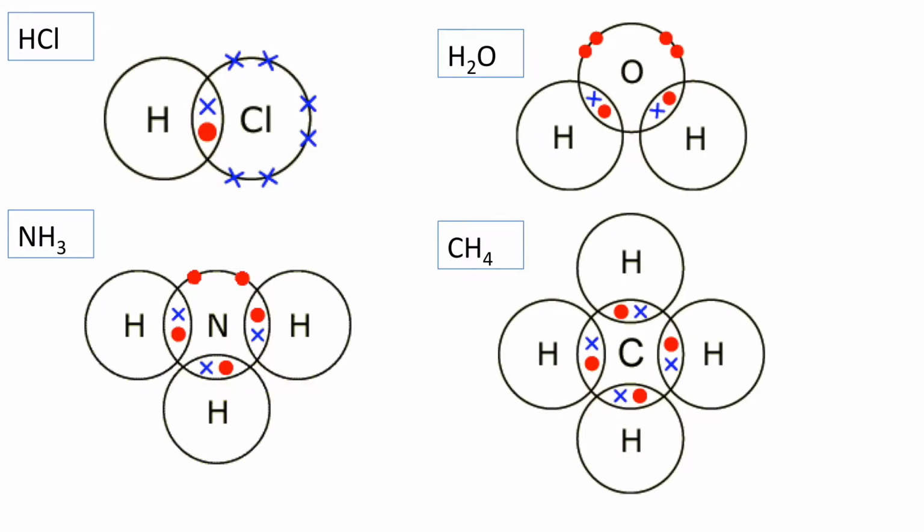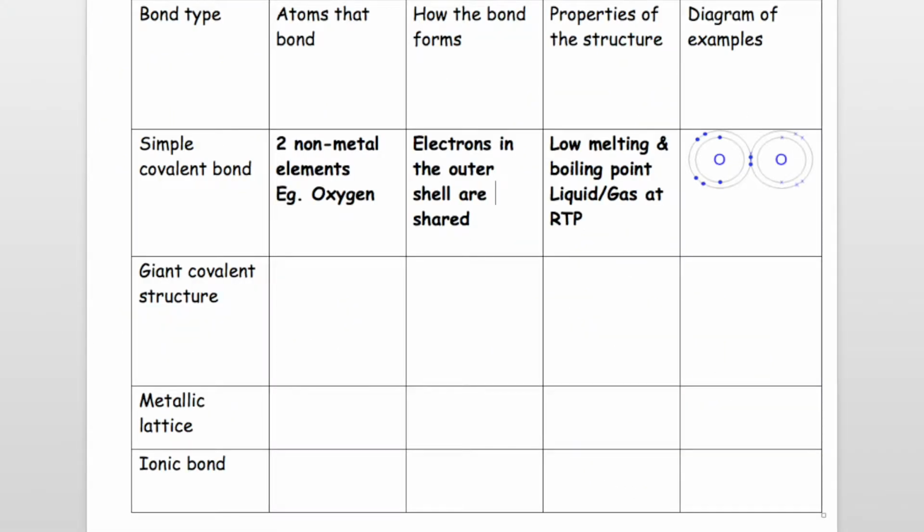Here are some other examples that you should be familiar with. As you can see, all of these have single covalent bonds between the atoms. These are strong covalent bonds. However, the forces in between the molecules are weak. This leads us on to properties. Properties of simple covalent structures are as follows. They have low melting and boiling points.